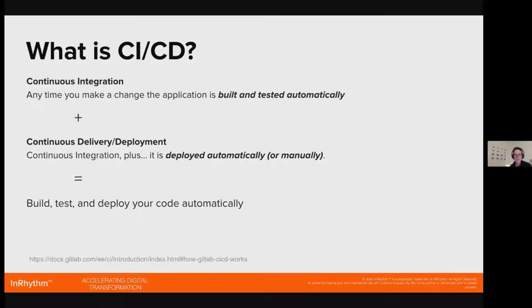So what is CI/CD? CI/CD is continuous integration and continuous deployment. Continuous integration means that every time you make a change, your code is built and tested automatically. Continuous deployment is all that, plus your code is automatically deployed, or manually deployed at just the click of a button. So again, with those two ideas together, you get to build, test, and deploy your code automatically.